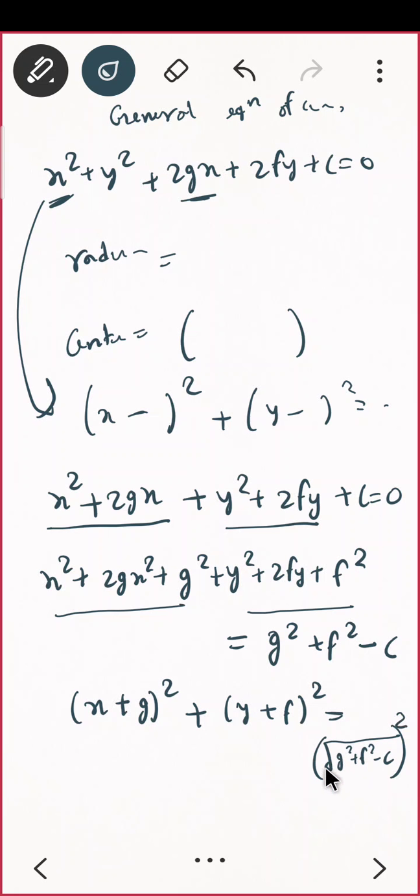Can you tell me what is the center and radius? Now by comparing with the standard one, center will be minus g comma minus f, because your general equation was x minus a the whole square, and this was a. And what is the radius? This part is the radius, that is square root of g square plus f square minus c. Is that okay? Perfect. So this was something about circle. I hope that is clear to you.